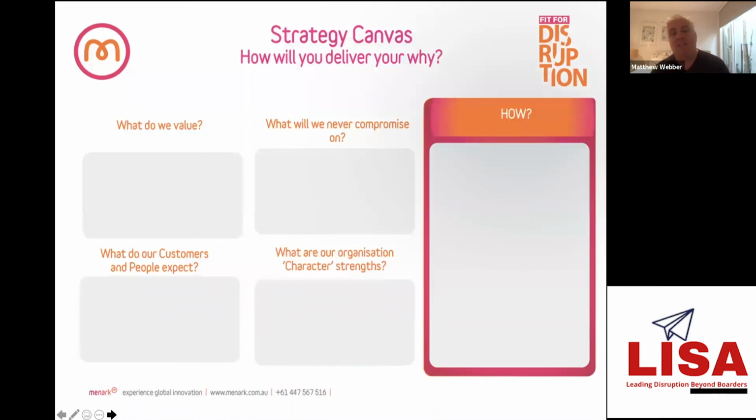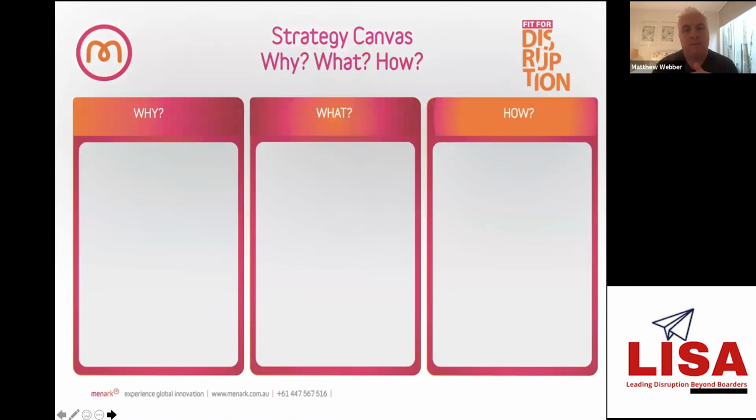And then the how, and this is probably where we get into some of the commercial aspects: what do we value? What won't we compromise on? What do our customers and people expect? And what are your strengths? How are you going to do it? Who are you? You can summarize that.